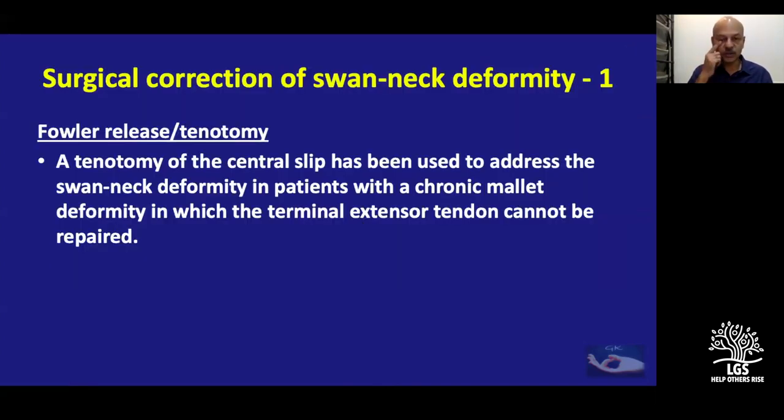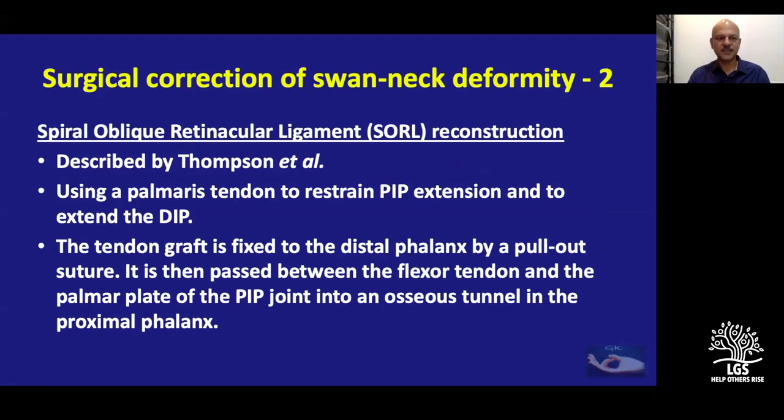The correction of the swan neck deformity will be by the Fowler release, or tenotomy, or the spiral oblique retinacular ligament reconstruction. These are the two main surgical procedures for swan neck deformity, which develops after mallet finger injury. A tenotomy of the central slip has been used to correct this deformity in patients with a chronic mallet deformity, in which the terminal extensor tendon cannot be repaired or has been repaired and has failed.